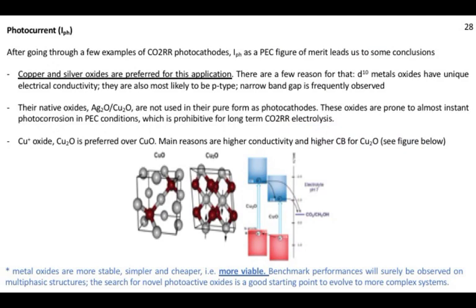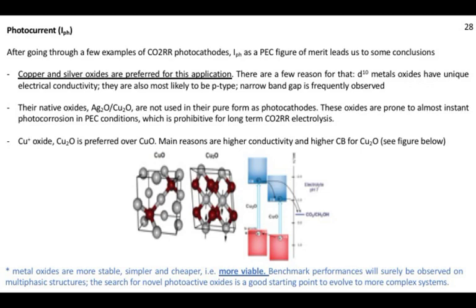So after checking all of these examples, the viewer probably noted some things in common. For photocathodes, copper and silver oxides are preferred, so they are the most studied materials. And there are, among many reasons, these metals with d10 configuration, the oxides of these metals, they have really high conductivity and they tend to be p-type, and that's what we want. And they usually also have really good light absorption properties.